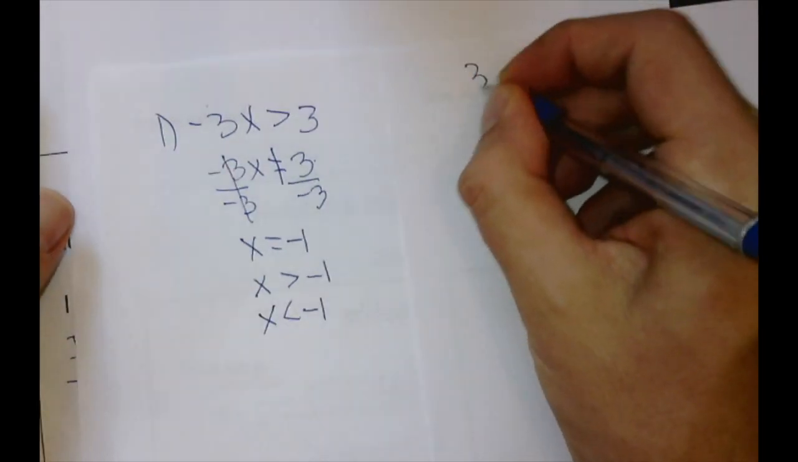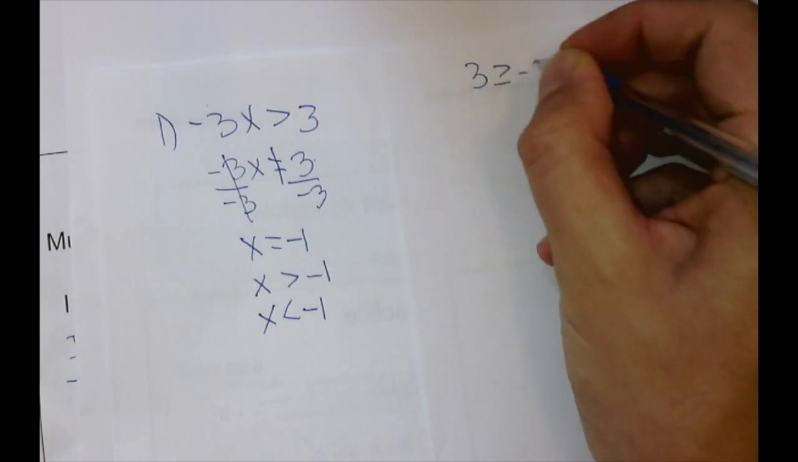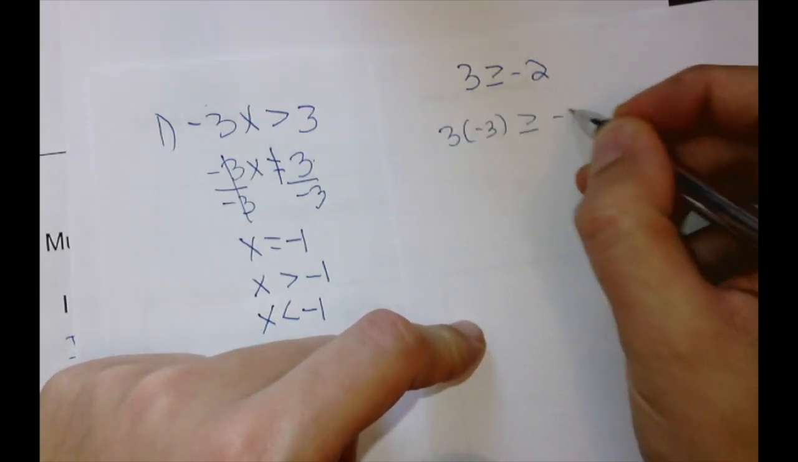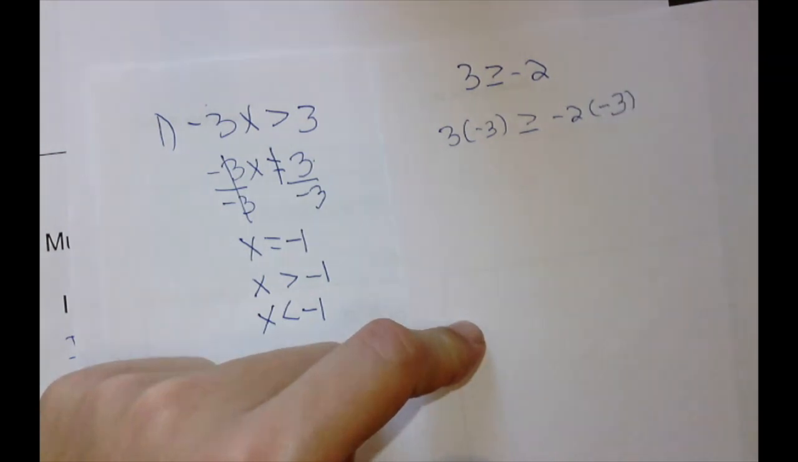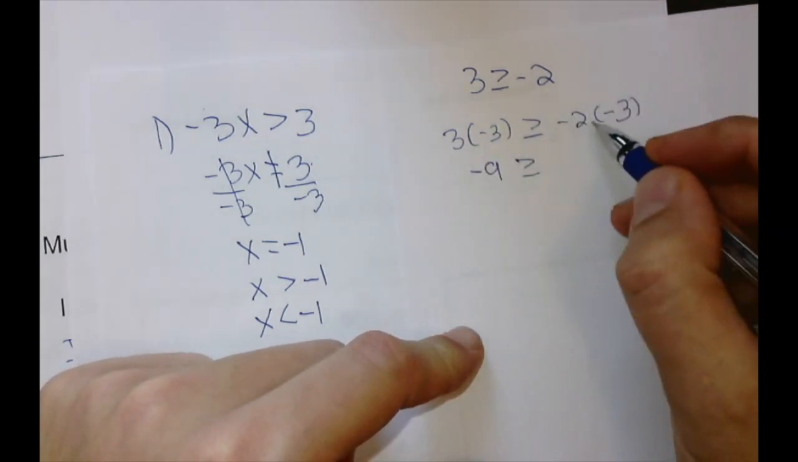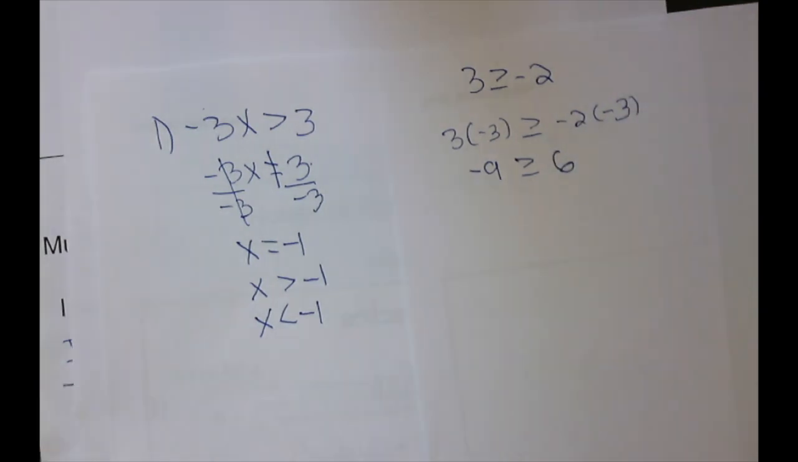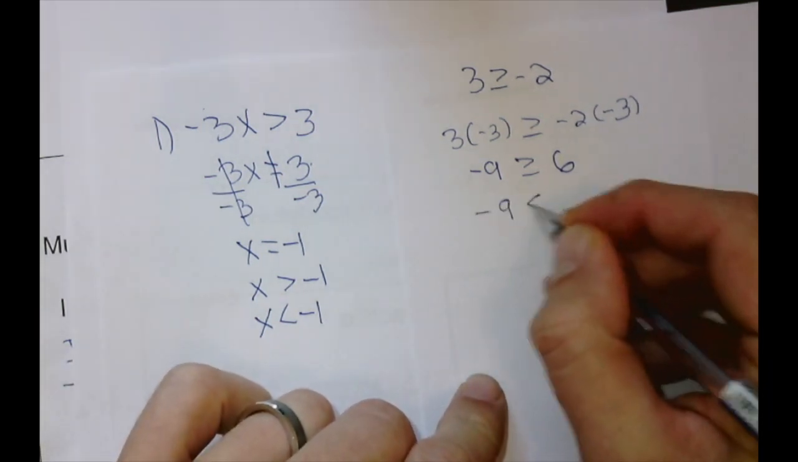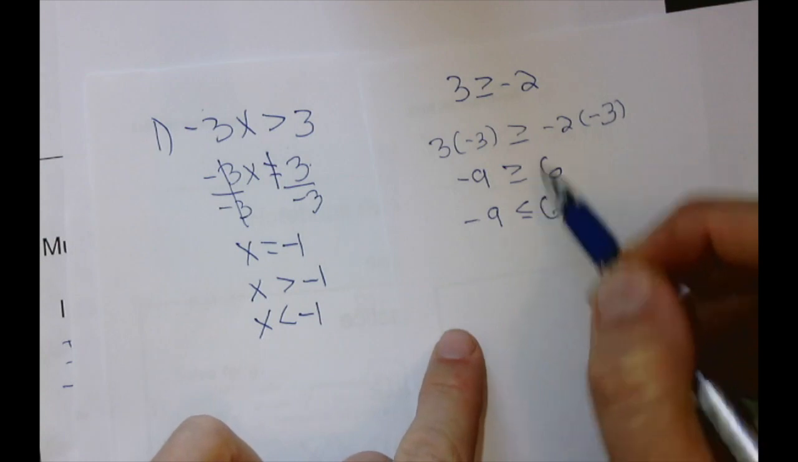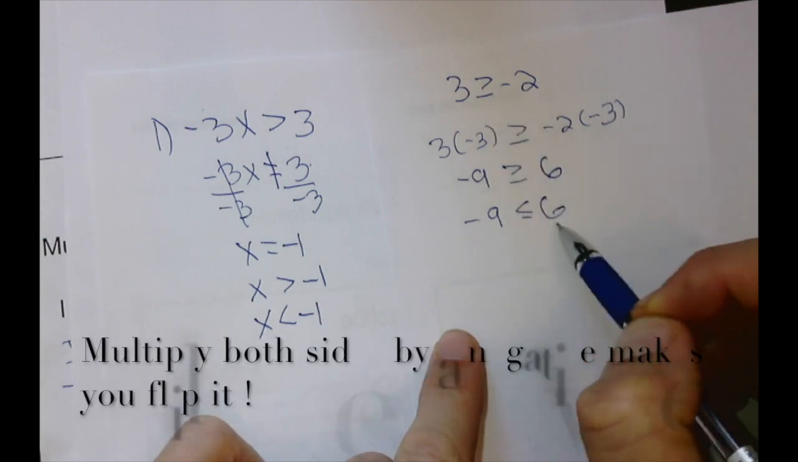Just to prove to you that this works, and why we have to flip it, let's look at an example where we have 3 is greater than or equal to negative 2. I'm going to multiply both sides by negative 3. Three times negative 3 is negative 9. And then negative 2 times negative 3 is 6. Is negative 9 greater than or equal to 6? No. Negative 9 is not greater than or equal to 6. So, we have to switch our inequality sign. So just like in this example, where we flipped it, we can see that when you multiply by a negative, you have to flip the inequality sign.